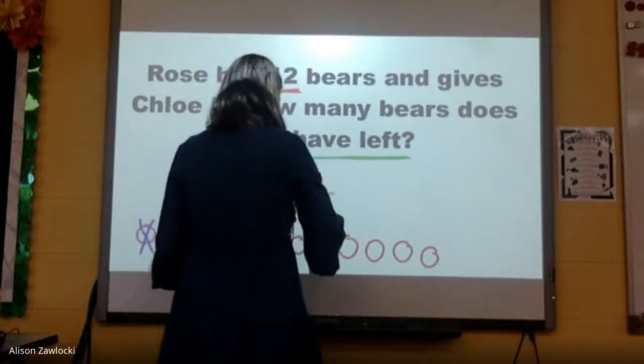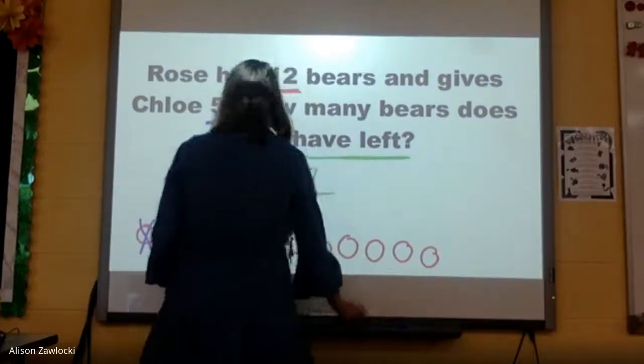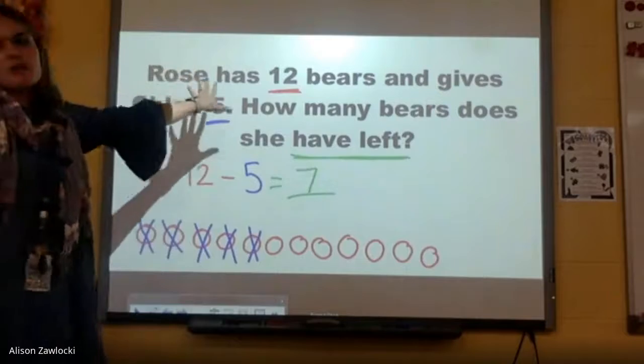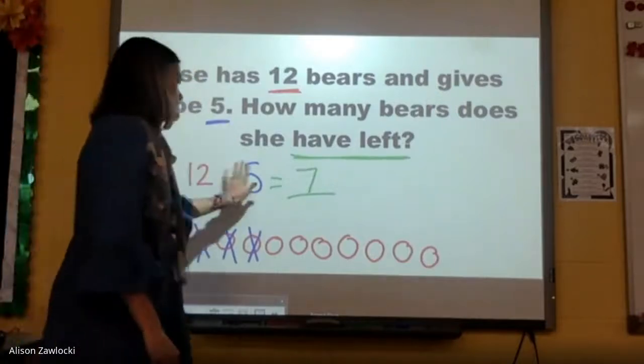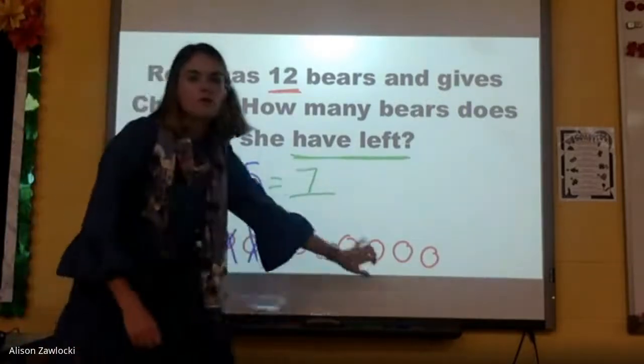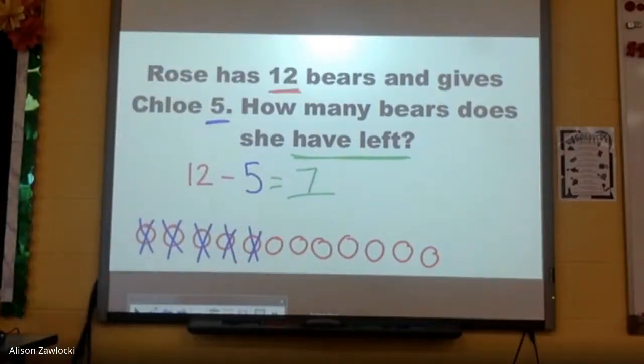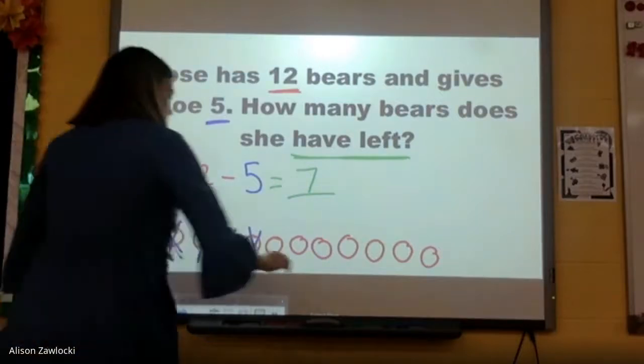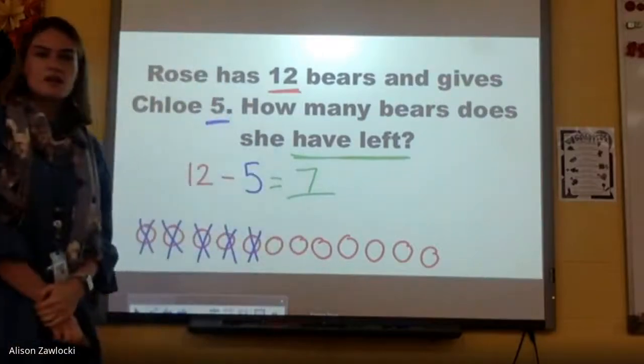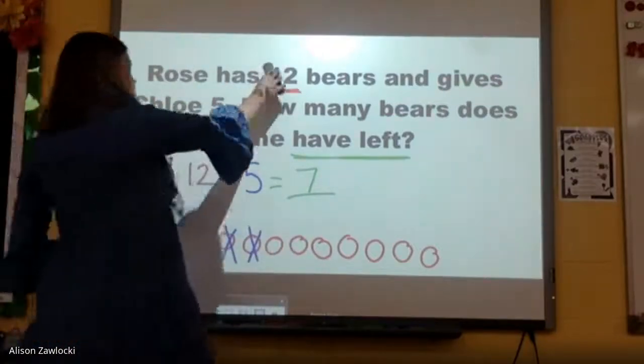In your own notebook, I want you to write the same exact thing that I am. You do not have to write the question. I want you to write the number sentence, though, and show your work with me to show me that you know how to show your work and write a number sentence in a word problem. Great job. Now, let's do a couple more. Feel free to pause the video if you need to write this down.